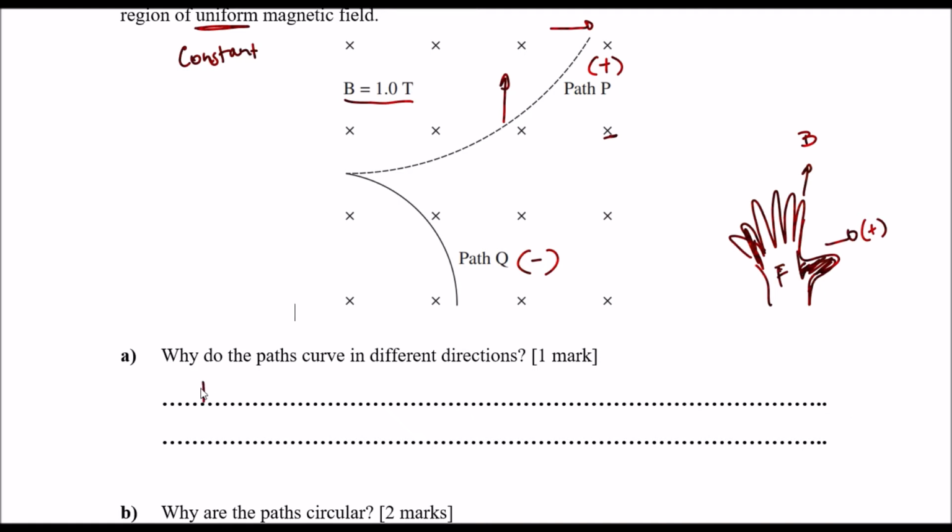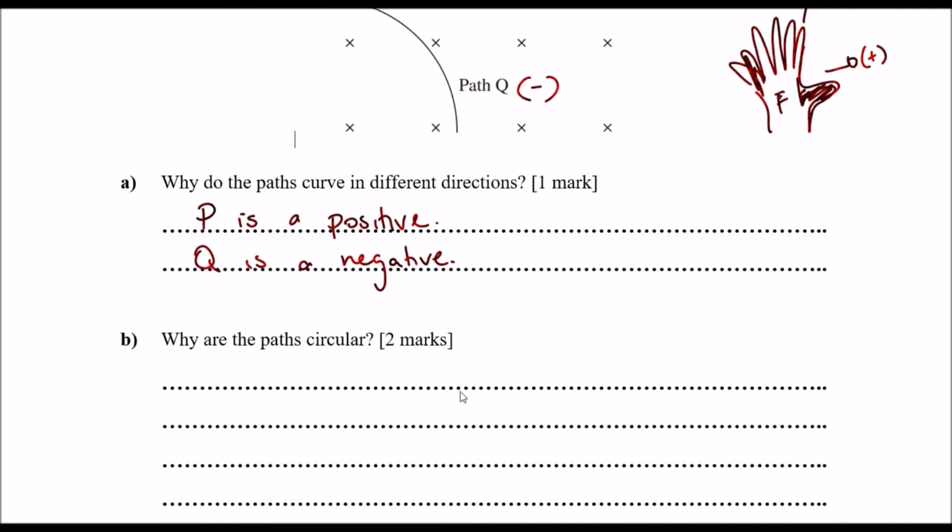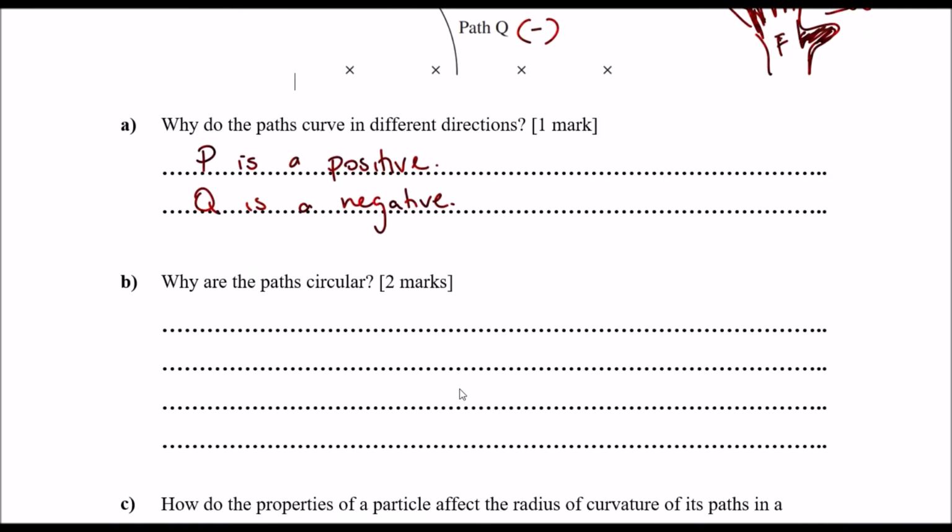So P is a positive charge, while Q is a negative charge. You could just simply say that you have two different charged particles, but it never hurts to go into a little bit more detail or be as clear as possible.